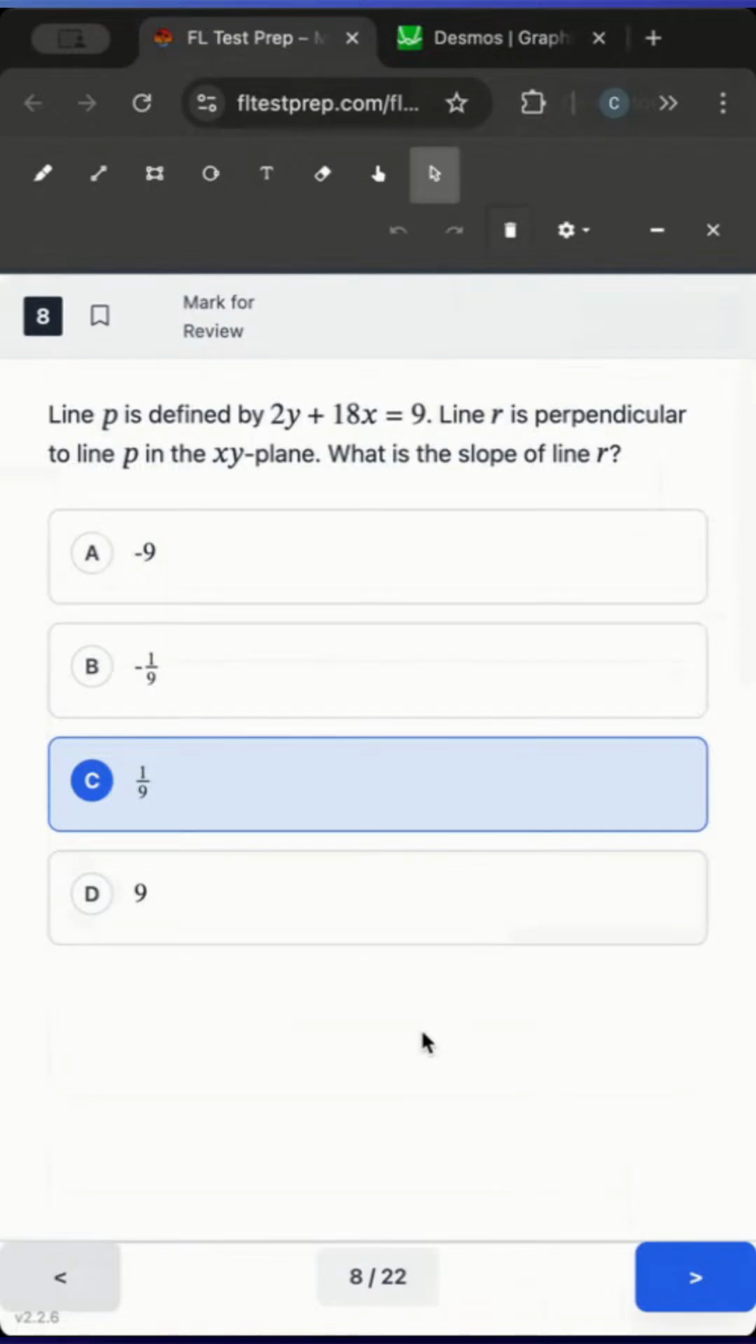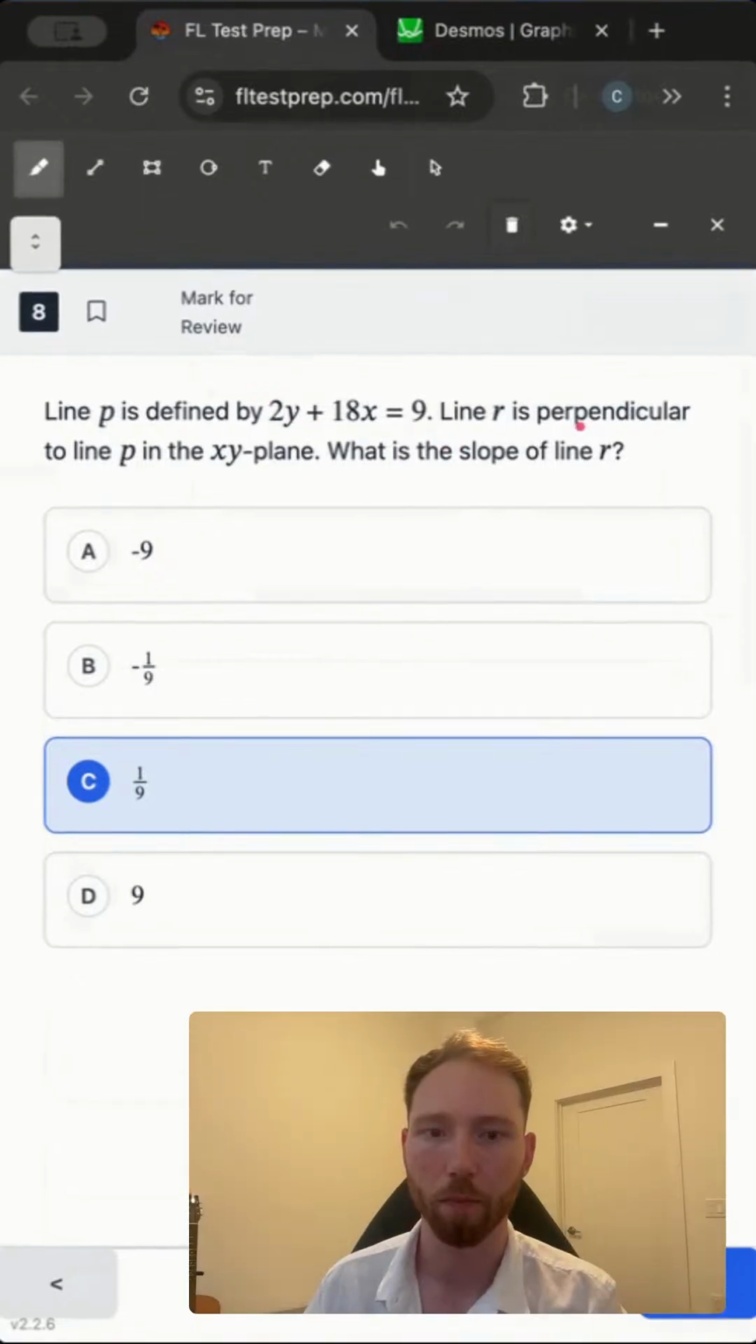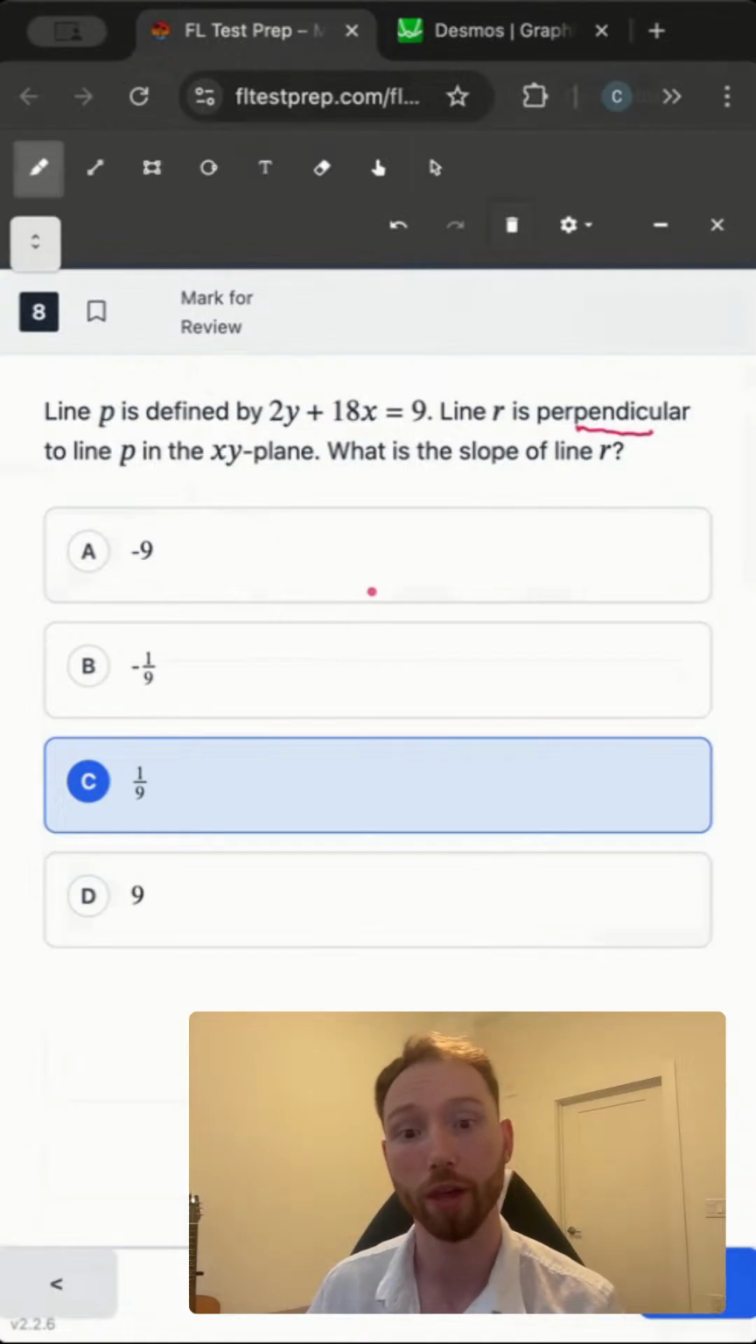Do you know how to solve for perpendicular lines on the SAT? Here's how to do it. Line P is defined as 2y plus 18x equals 9. Line R is perpendicular to P on the xy plane. What is the slope of line R? Perpendicular lines have opposite reciprocal slopes to the other line.